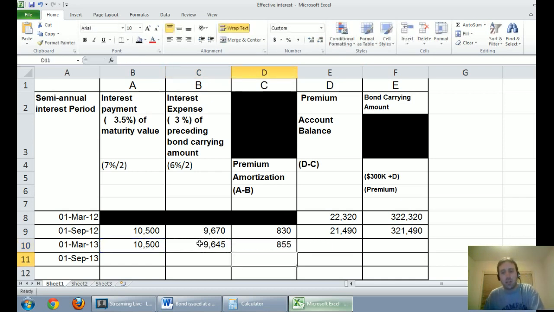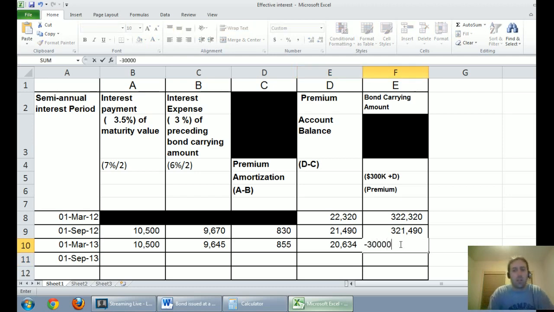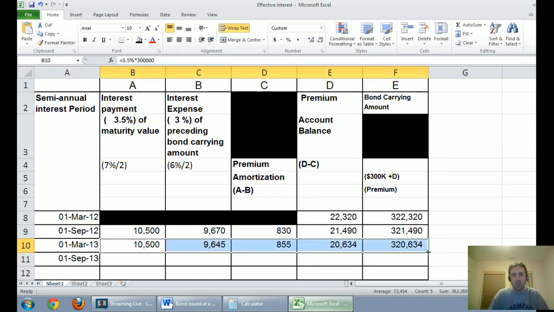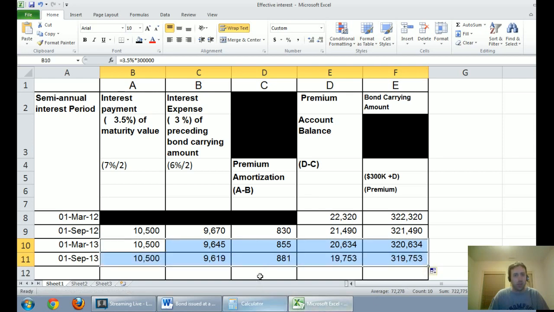10,500 minus 9,645 is 855. The premium account balance, 21,490 minus 855 is 20,635. And again, the carrying amount equals 300,000 plus 20,635, which gives us 320,635. Now, I think if I just fill this down, I'll get the next row because Excel is so smart. And sure enough, I have.